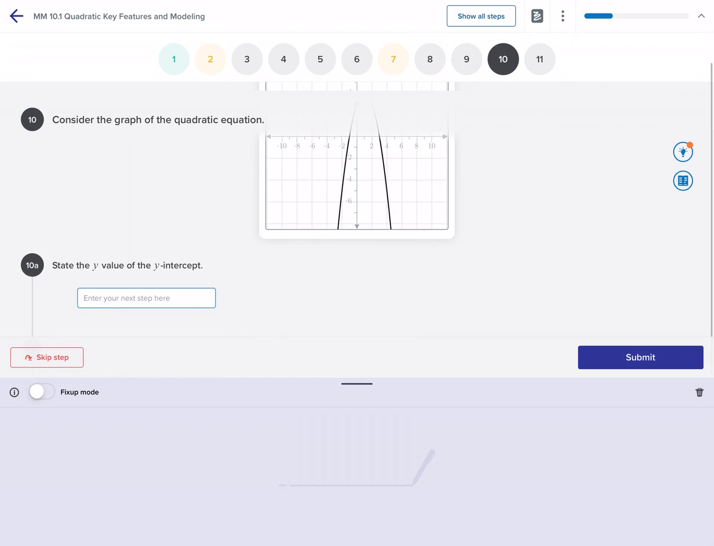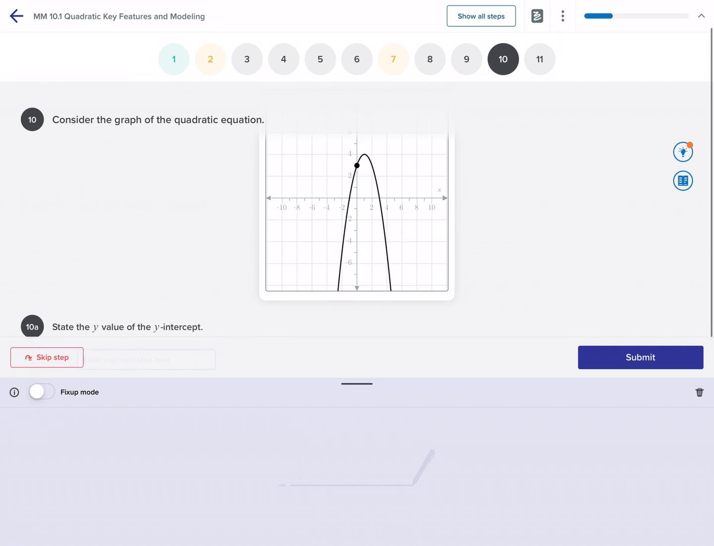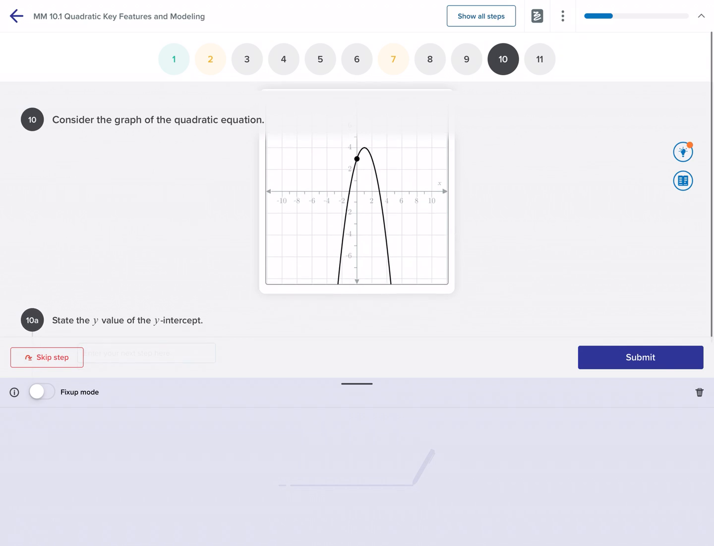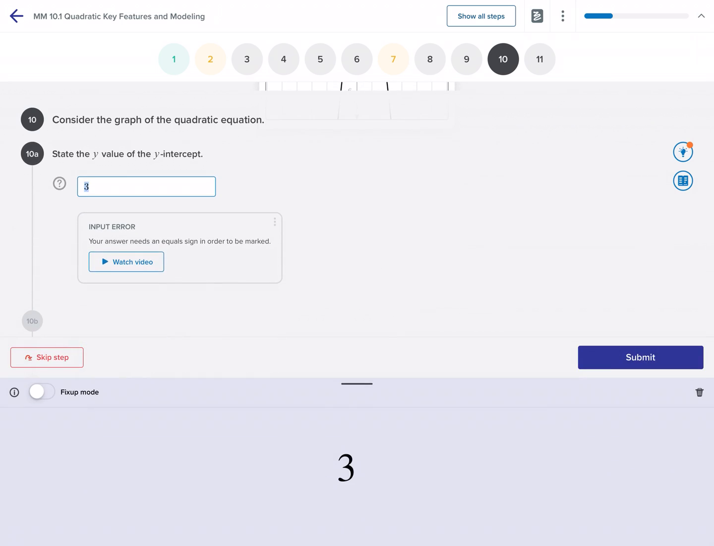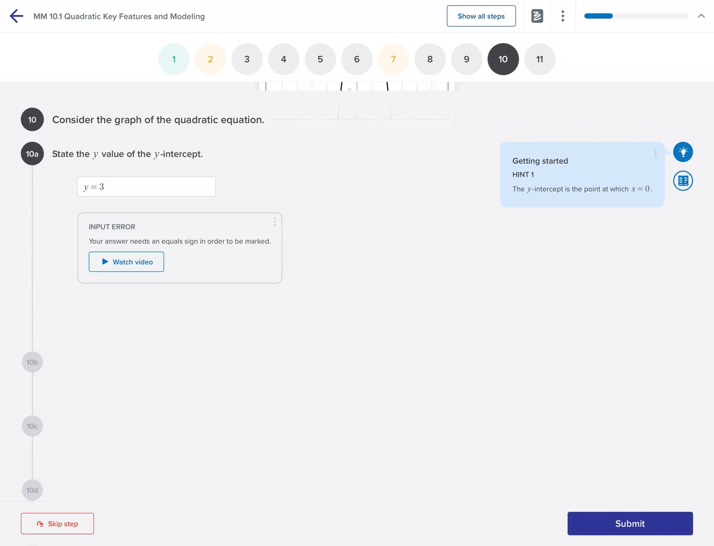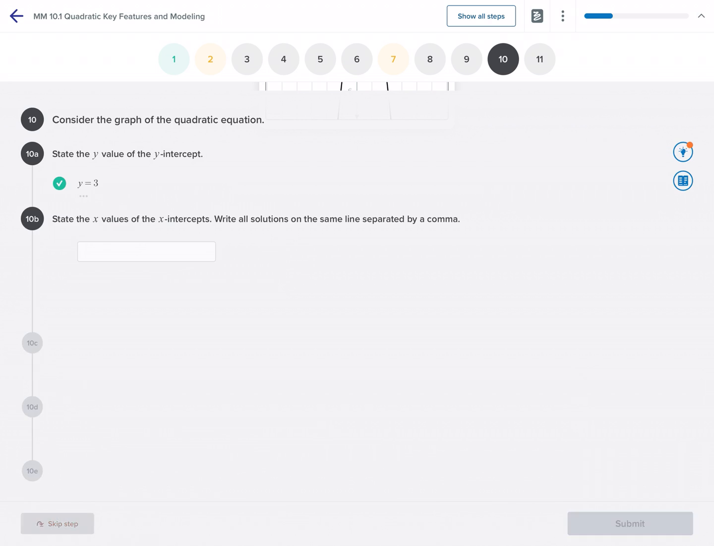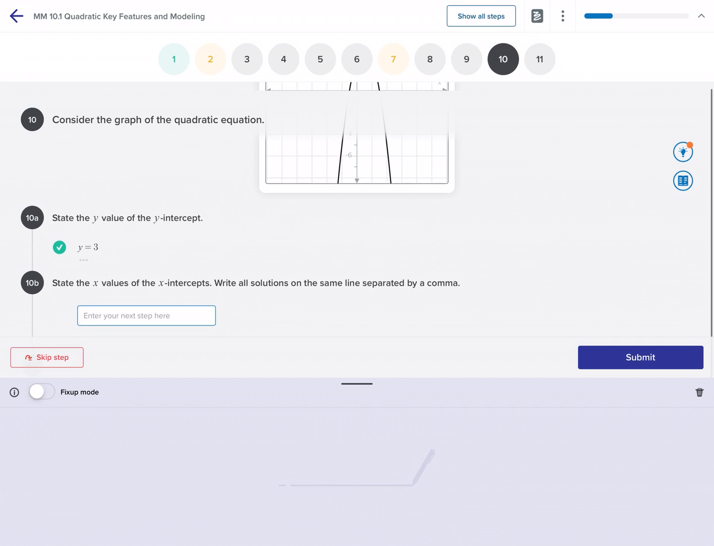Okay, so it says, state the y value of the y-intercept. Okay, it has it already marked there. It looks like it's going to be 3. Input error, okay. Well, it says it needs to have an equal sign, so I think what they're asking for is y equals. Okay, and I think you could also click on the hint. It says the y-intercept is a point at which x is 0, okay. I think this is what we got, but let's see. So we're good. They just want us to say it as an equation.